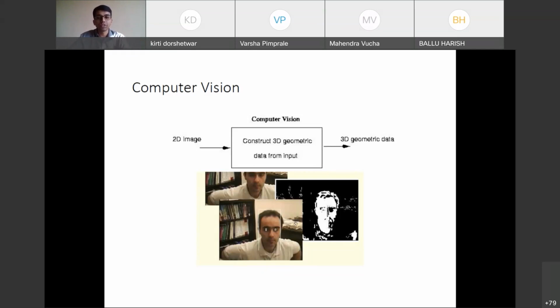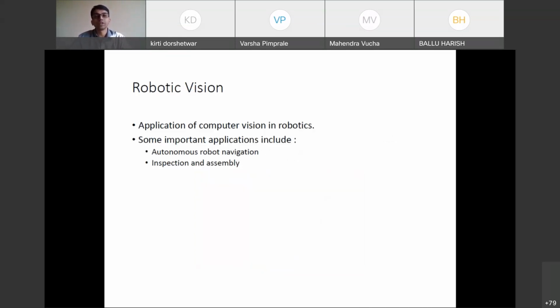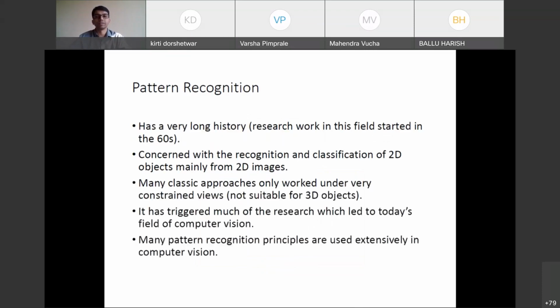Okay, so in this picture, you can see that a face is there. So only the face is extracted and then a 3D model of the face can be created. Then comes the robotic vision that I told you, the application of computer vision in robotics, specifically for autonomous robot navigation, inspection, and assembly. And from that, we move on to pattern recognition, because without that, it is very difficult to understand what exactly is there in the scene. So first, you have to find out what is the pattern available.